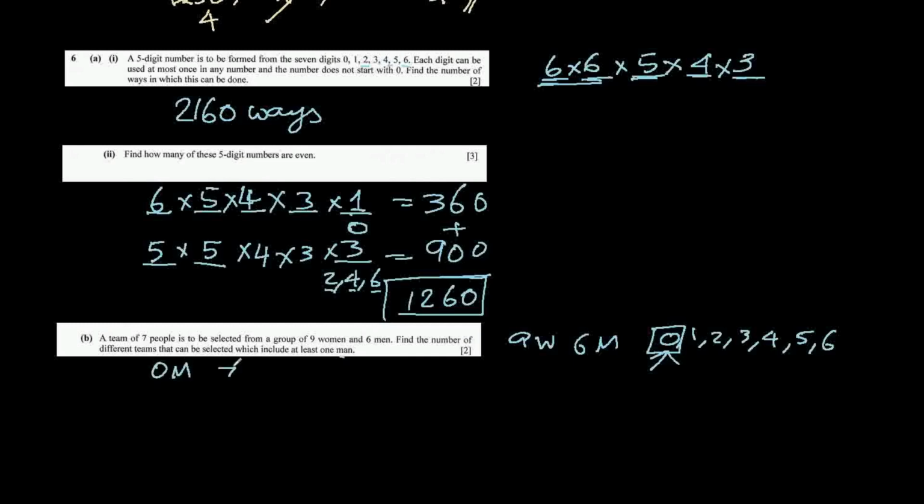Because there are 9 women, it's possible to have 7 women. All 7 are women. That means no man is chosen from 6 men, but all 7 are chosen from 9 women. And this is the case which we do not want. Subtract this from the total number of selections. Total is 15 people, 15 C 7 to be selected. Just put this in a calculator and that gives us the cases where at least 1 man is there.